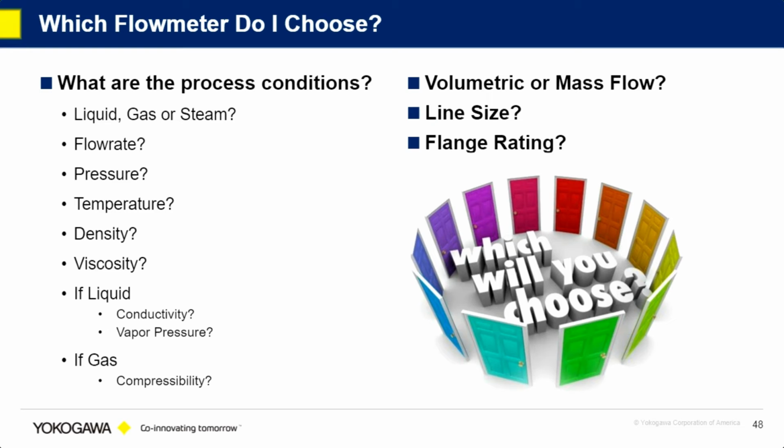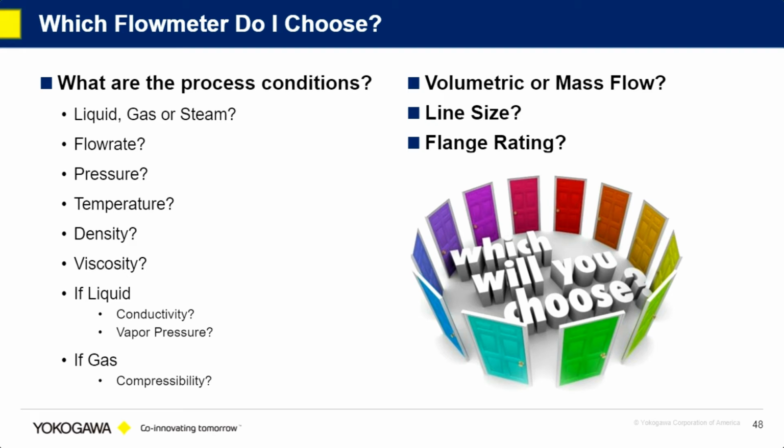If it's a liquid, is it conductive? If it's a conductive process, then we may want to look at a mag meter because that's best suited for those applications. If it's not conductive, then we can look at a vortex meter or maybe a Coriolis or DP flow or ultrasonic. So this is why we ask all these questions. Same if it's a gas. If it's a gas application, then we can't do a mag meter. Do you want a volumetric flow or mass flow measurement? What's your line size? What's your flange rating?